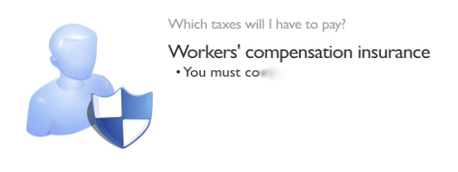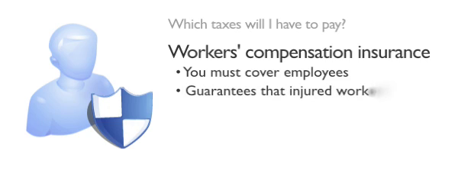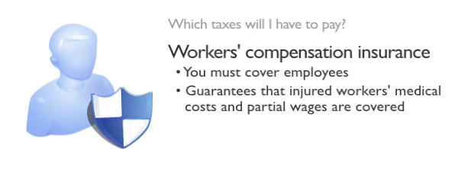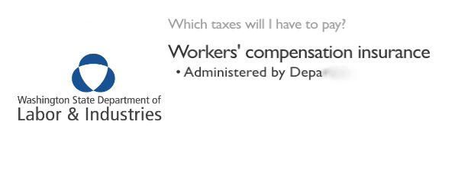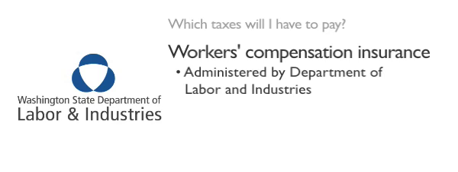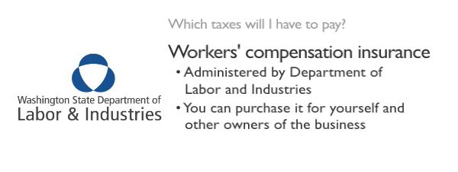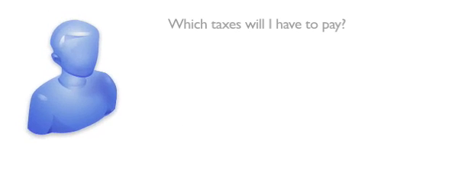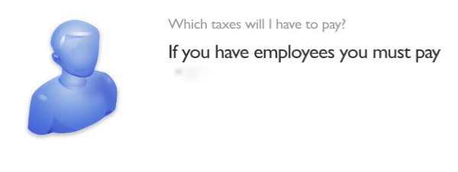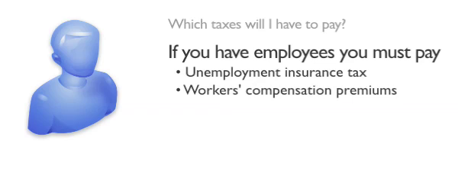If you have employees, you must also cover your workers with workers' compensation insurance. This insurance guarantees that a worker who is injured on the job will have their medical costs paid and receive partial reimbursement for lost wages. You purchase this insurance through the State Department of Labor and Industries. You can also purchase workers' compensation insurance for yourself and any other owners of the business, but you don't have to. So, if your business has employees, you must pay unemployment insurance tax and workers' compensation premiums for these employees.